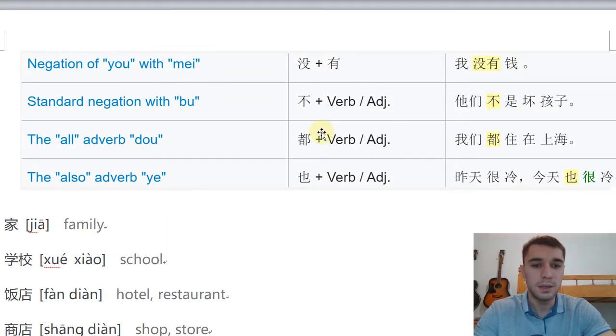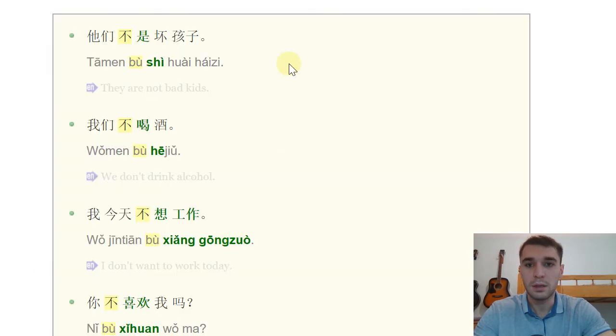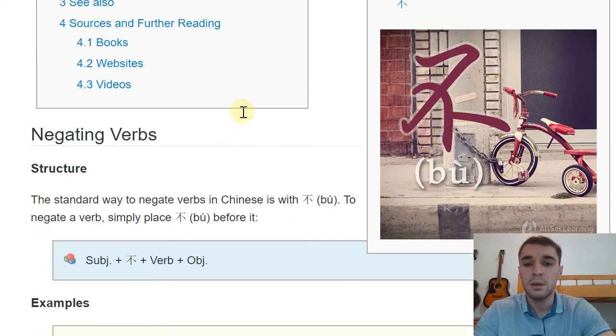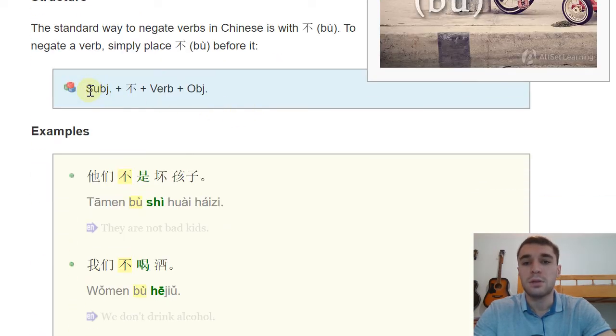So let's look at some examples here. So 不 is generally used to negate a verb in the present or future, or to talk about what you do not do as a habit. So expressing things like I don't want to go, or I'm not going, or I don't eat meat would be typical uses of 不. This is the structure. Subject, then 不, then verb, then object.